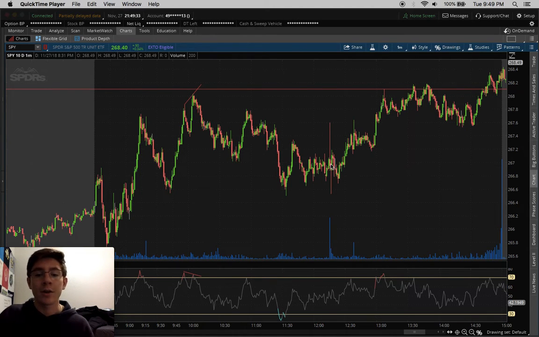Now let's get into RSI divergence. RSI divergence works on all stocks, but it works primarily well on the S&P 500 or SPY. So let's see exactly what RSI divergence is.